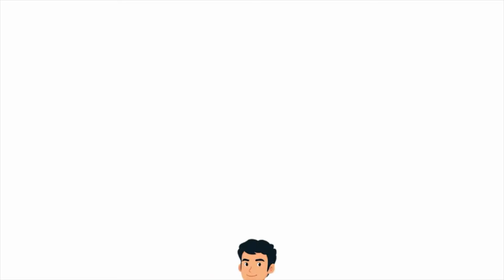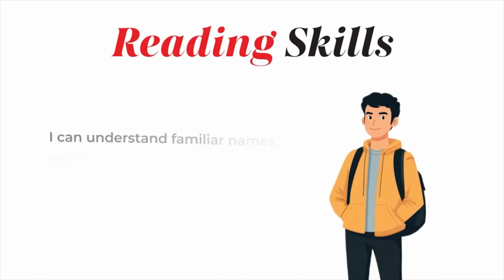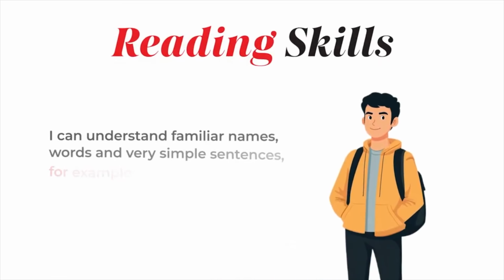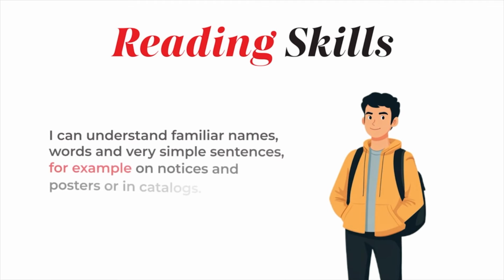If you just started learning German within the last few months, you will need people to speak slowly and clearly, and you are only going to understand the most familiar words and the most basic phrases about yourself, your family, and your immediate concrete surroundings. Reading: I can understand familiar names, words, and very simple sentences, for example on notices and posters or in catalogs.